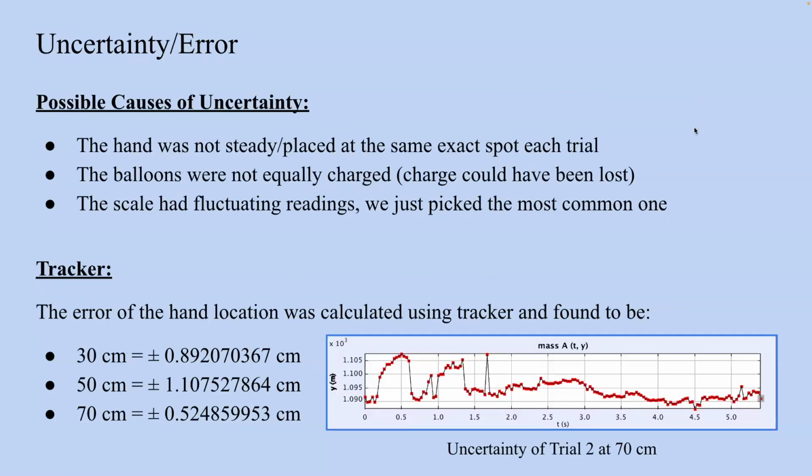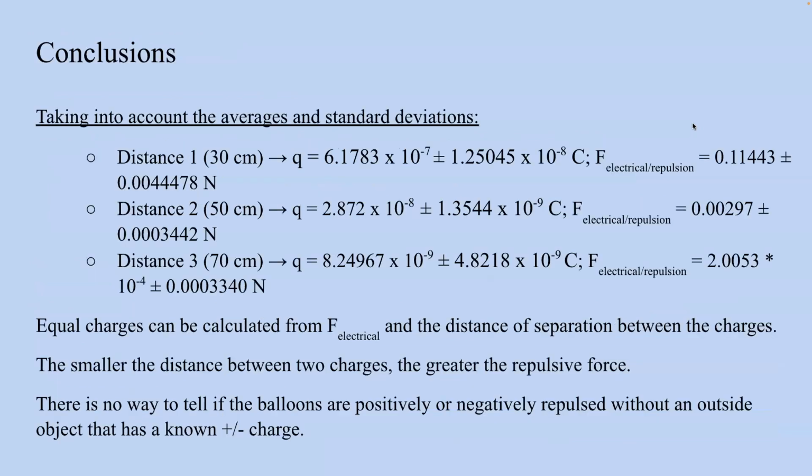So we used Tracker to calculate our uncertainty. There are a couple causes of uncertainty listed on the slide, but we chose to pick the error of the hand location moving. And here are the uncertainty values and a graph of one of the trials at 70 centimeters. Shown here are our averages with the standard deviations for each of the distances for the electrical slash repulsive force, as well as the charge.